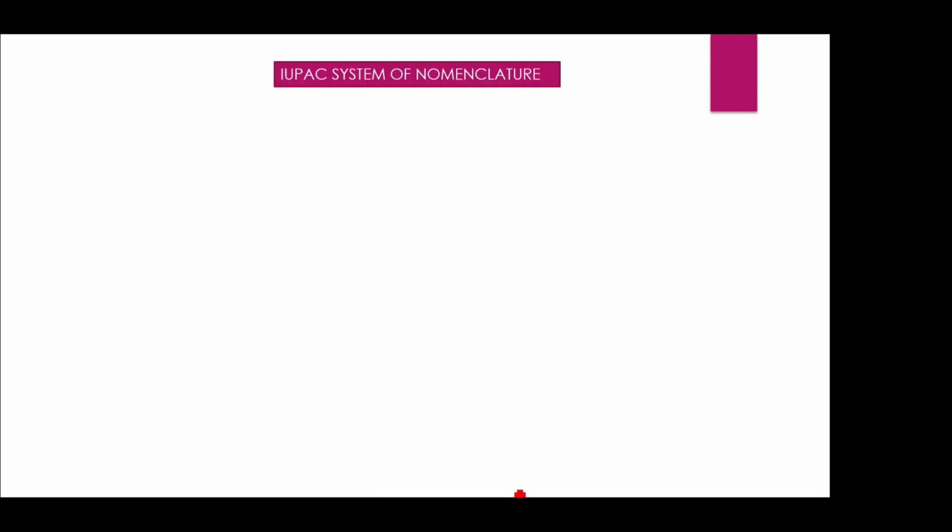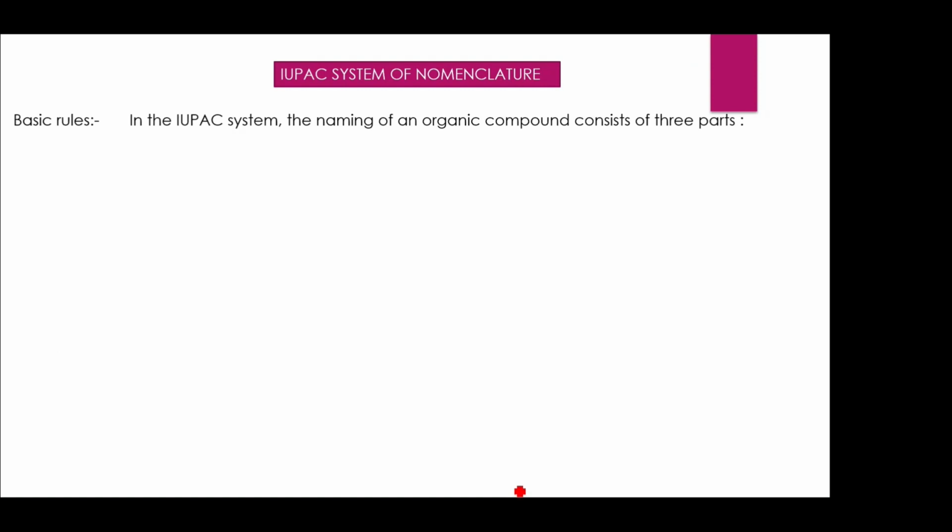Now the IUPAC system of nomenclature. So in this we have the basic rules. In the IUPAC system, the naming of an organic compound consists of three parts: word root or root word, both are the same, then suffix, then prefix.